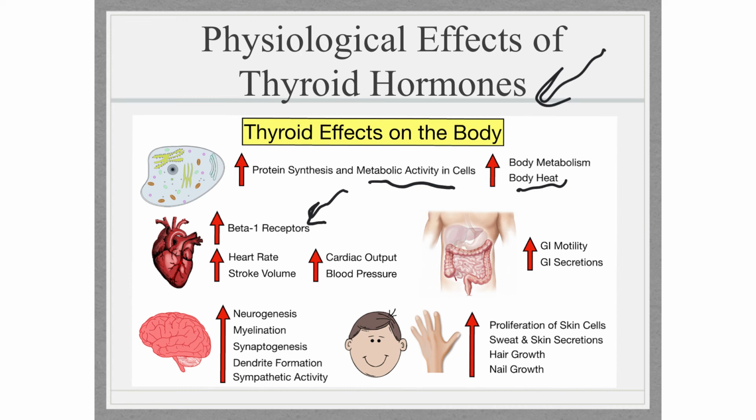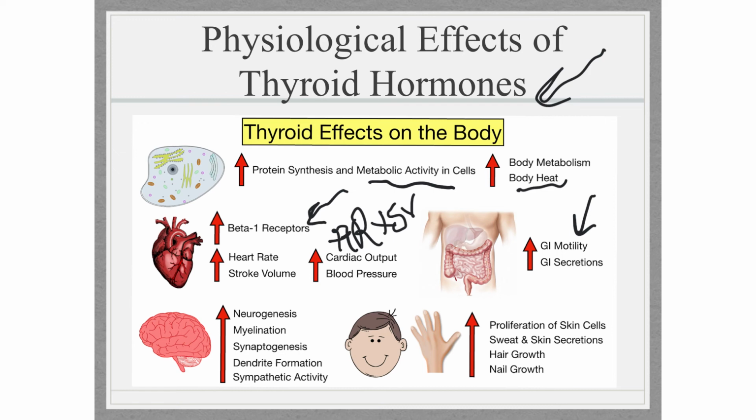So beta receptor activity goes up, heart rate goes up, stroke volume goes up. Cardiac output is heart rate times stroke volume. That goes up. Blood pressure goes up. GI motility and secretions increase, so you can see hastened movement of things through the GI tract.